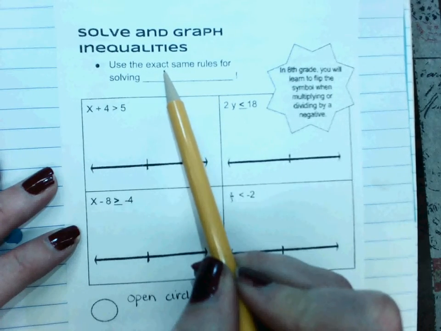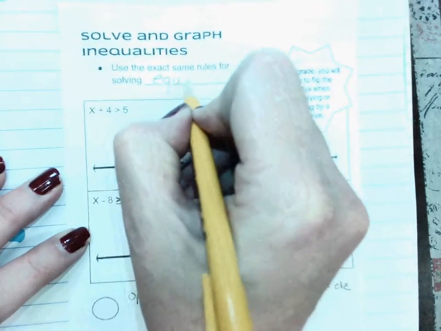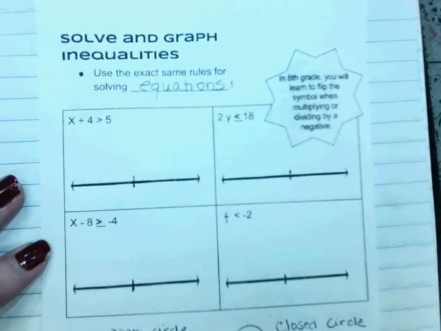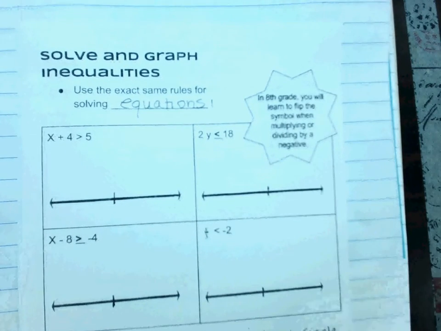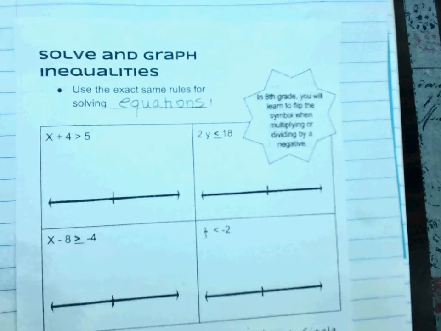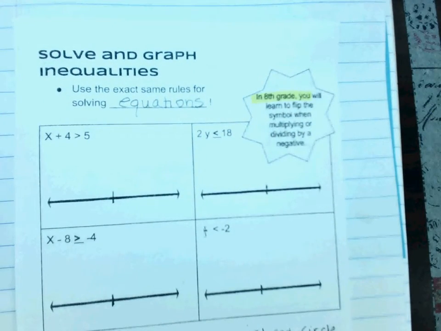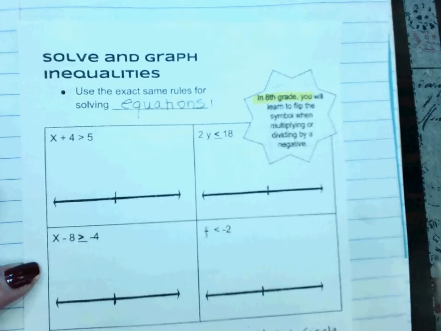As a matter of fact, we are going to use the exact same rules for solving equations. So write that in: same rules for solving equations. Now, something that's new for us this year is that we are not teaching you how to solve when we are dividing and multiplying by a negative. That is an exception to the rule, something a little different. You're not going to learn that until 8th grade. So this very much simplifies the process, and we will stick to exactly the same rules as equations.